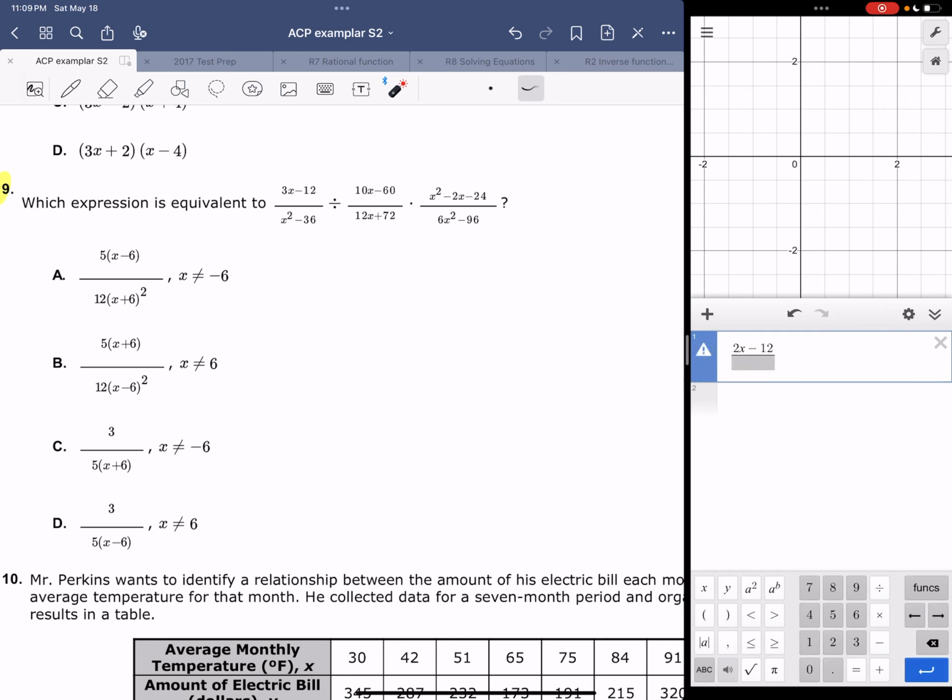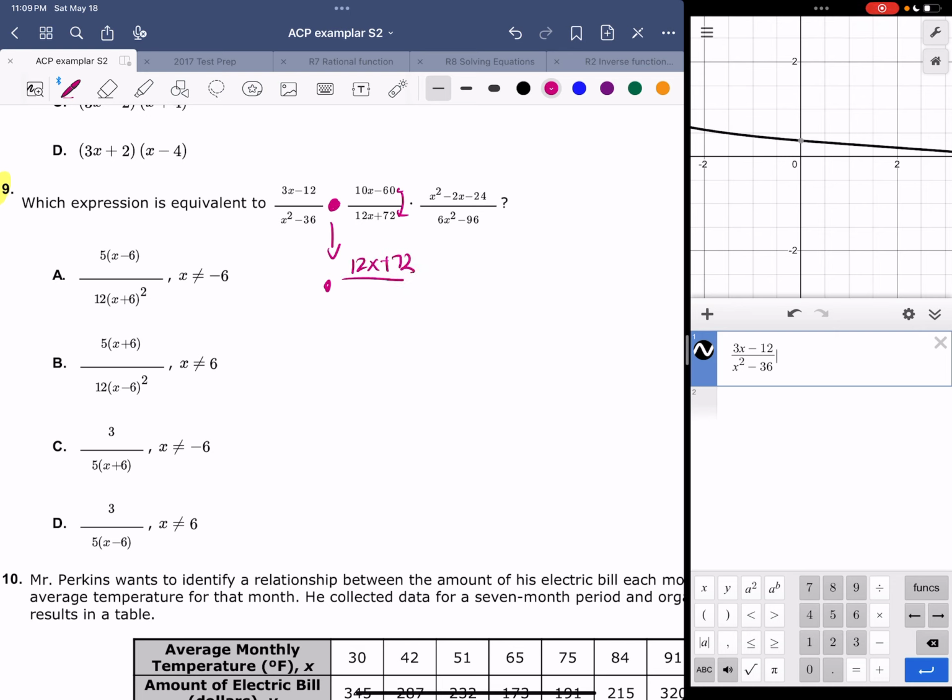So let's say I try to put this one, x squared minus 36. Now, do you see this one is a divide? If I try to put divide, Desmos pulls up another fraction like this. That's why I cannot really put it like that. So what I have to do is change it to multiplication and flip this. So it's going to be 12x plus 72, 10x minus 60. That's what I'm going to write next.